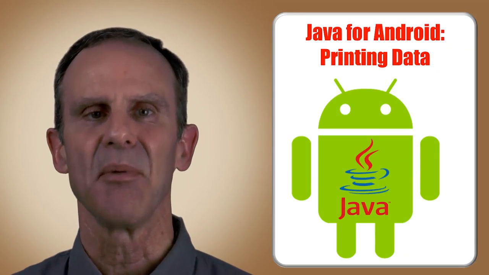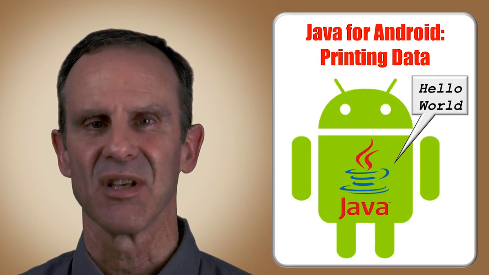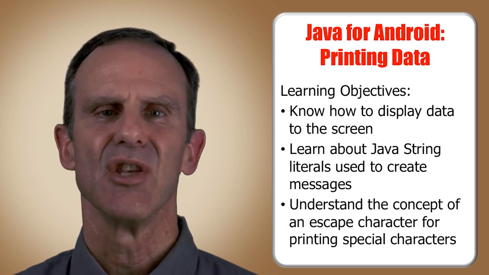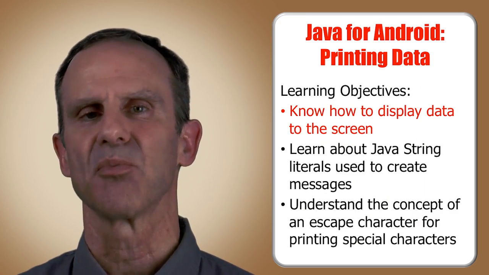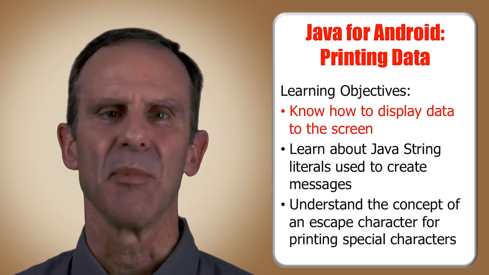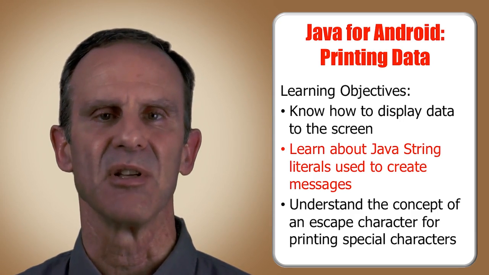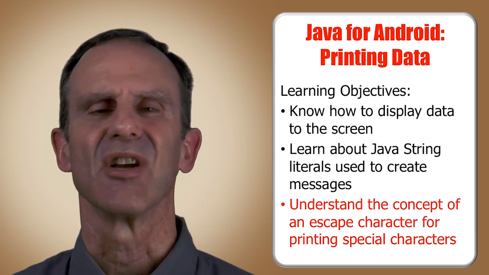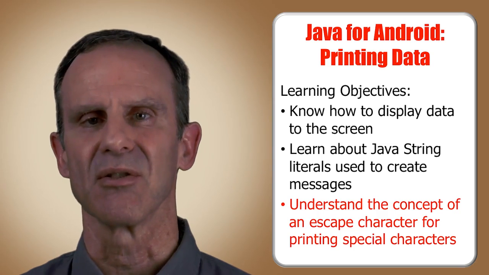Welcome to our next lesson in our module on basic Java features for developing Android apps, which introduces you to the concepts and Java capabilities needed to print data to the screen of your Android device. After completing this lesson, you will know how data is displayed on the screen and how to use Java's various print statements. You will also learn about Java's string literals that you can use to create messages to be printed. Finally, you will understand the concept of an escape character and how to use them to print special characters.